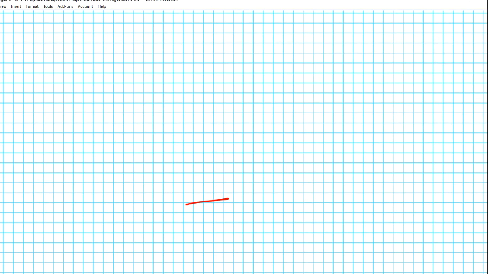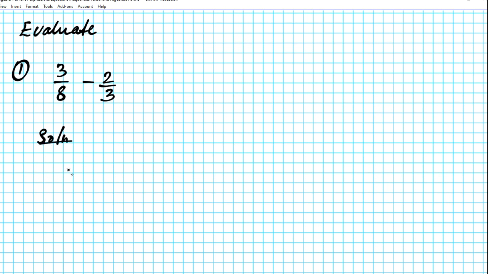Instructions are for us to evaluate. So let's say we have 3 over 8 minus 2/3. Alright, so let's do it. If you take a look at the fractions that were given, these two are both proper fractions, so that's good. We want their denominators to be equal to the LCD. So to do that, we want to find the LCD of 8 and 3.